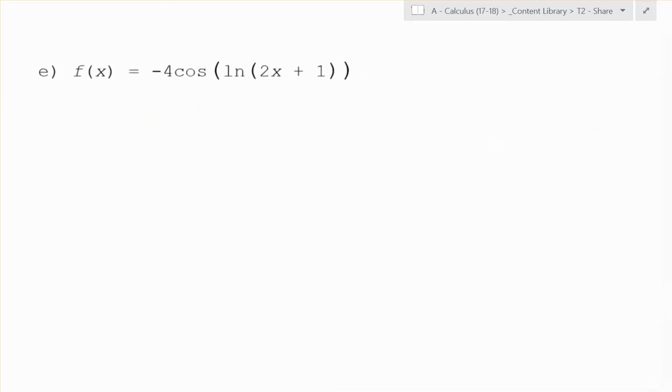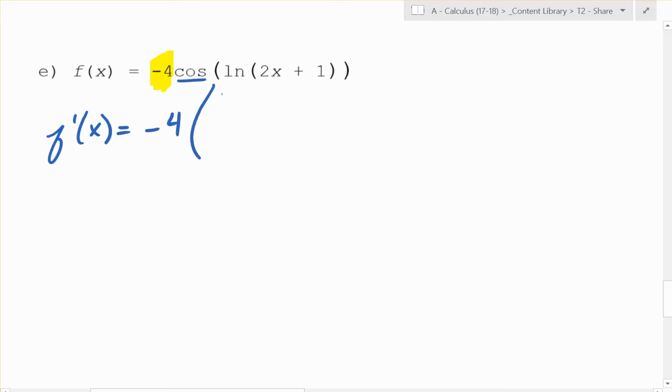So in this one, the -4 is just along for the ride. We have a function inside a function inside a function. So cosine ln of 2x plus 1. So we have to use the chain rule twice. So in this case, f prime of x, the -4 is just along for the ride. And what's the derivative of cosine? Well, the derivative of cosine is negative sine times the inside.